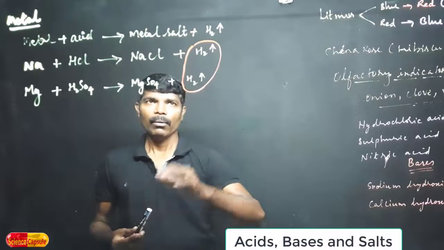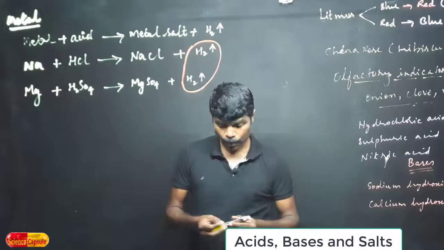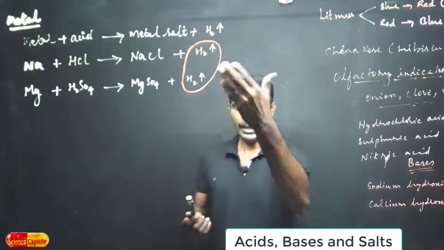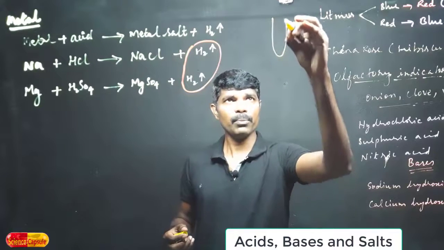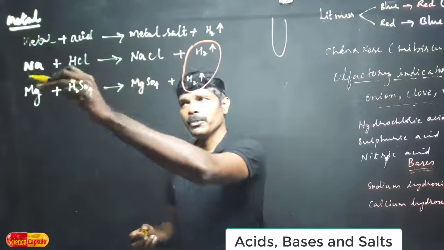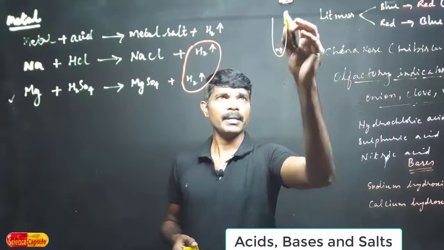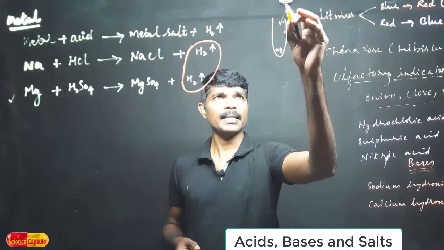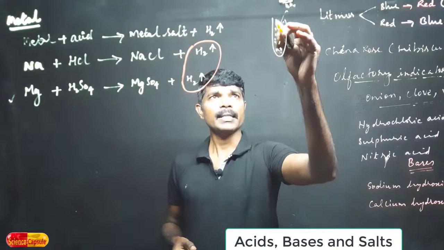Now, the gas evolved in these reactions is hydrogen. How can we prove this? We can take this as an example. You see here, this is the test tube, and suppose the second reaction we are taking here is magnesium. When we put magnesium here and add sulfuric acid, H2SO4, a gas is evolved.